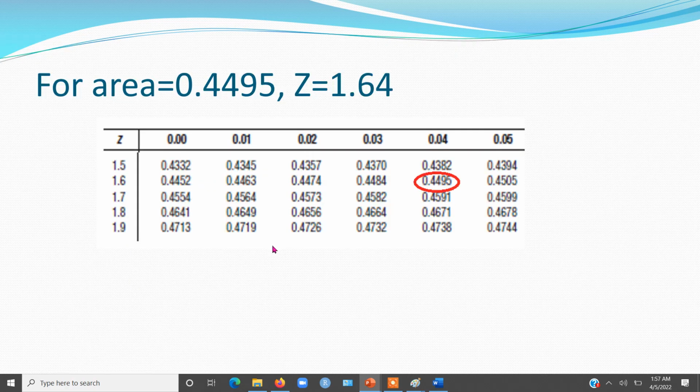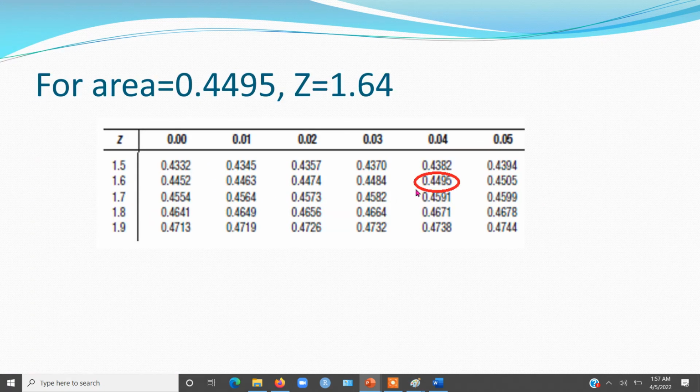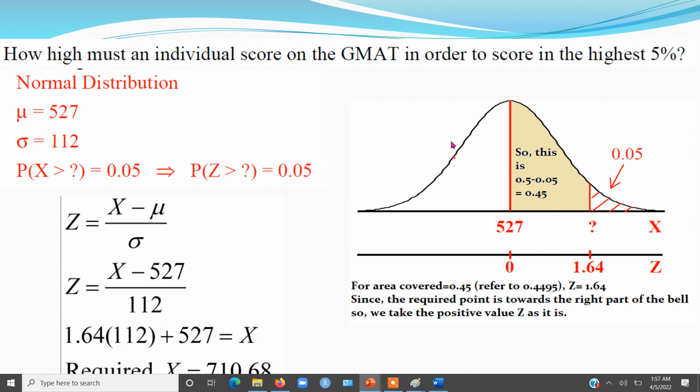Let's take you to the screenshot of the table again. If you read inside the table, because now I'm making use of the inverse use of the table, I'm looking for 0.45 inside the table, but I don't have exact 0.45 available. The closest possible value is 0.4495, against which the z-score is 1.64, right? You can see 1.64.